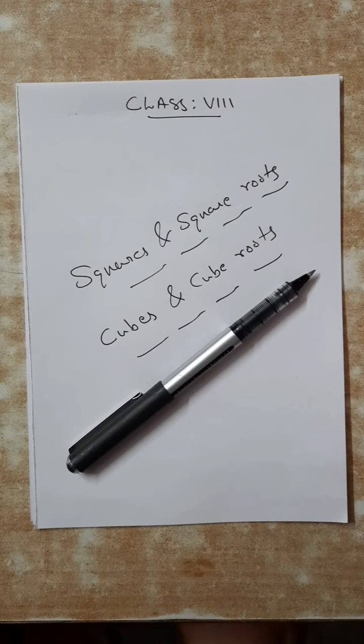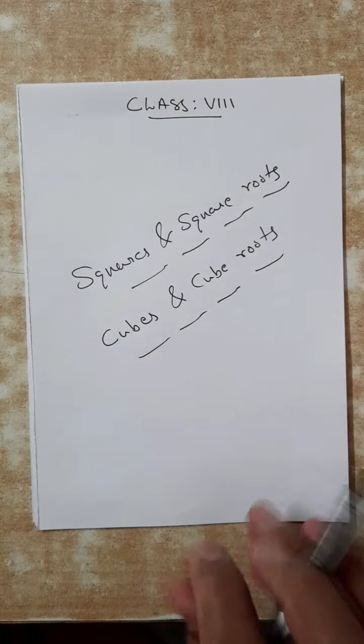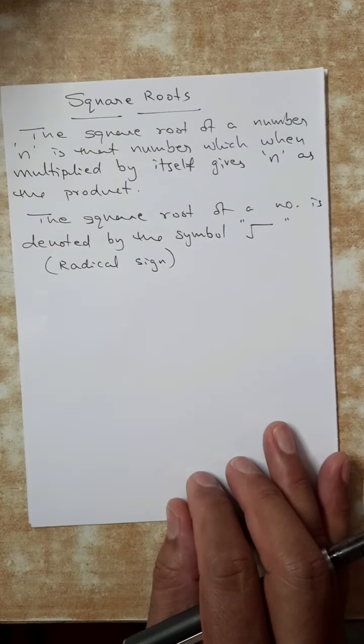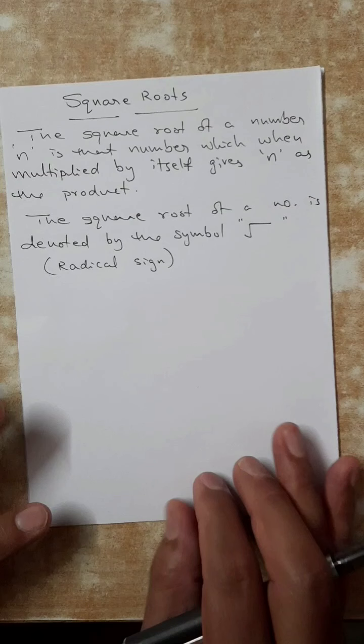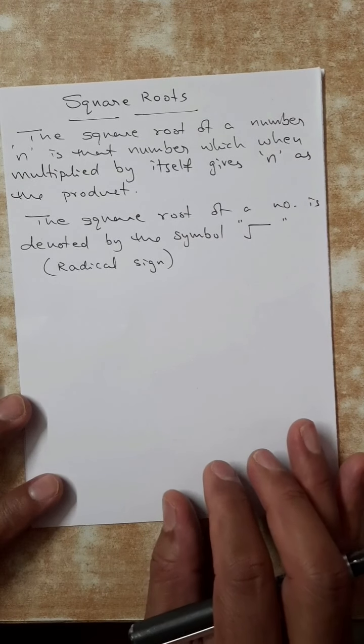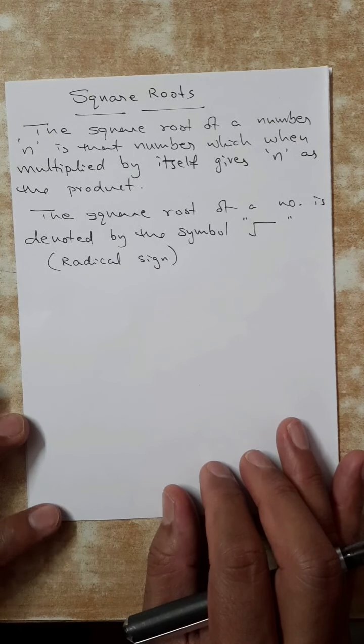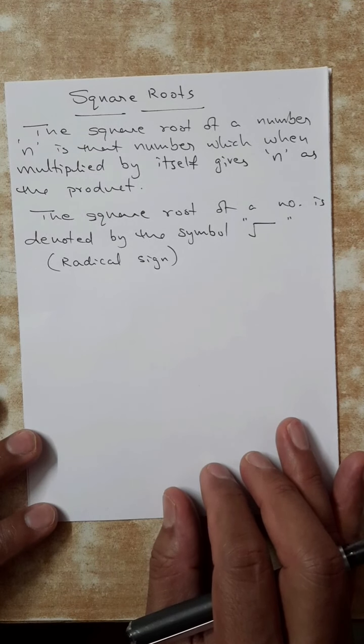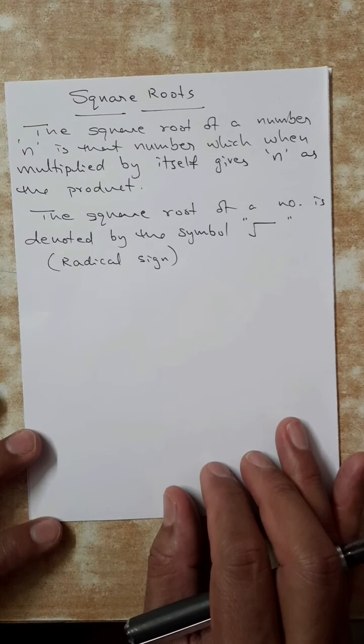Today I am here to continue with the chapter Squares and Square Roots. In the previous video I explained the properties of squares, what we mean by perfect squares and their properties. Now today we will go to the next part: square root of a number.